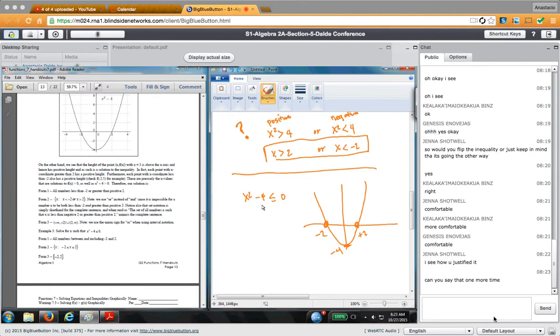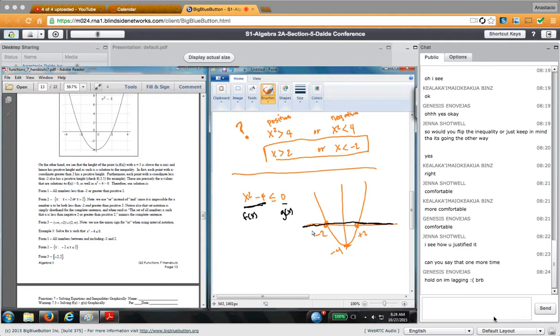This left side, let's say it's f of x. This right side is g of x. If I were to graph f of x, it's that parabola that you see. If I were to graph g of x, it would be a straight horizontal line at 0. Does that make sense?